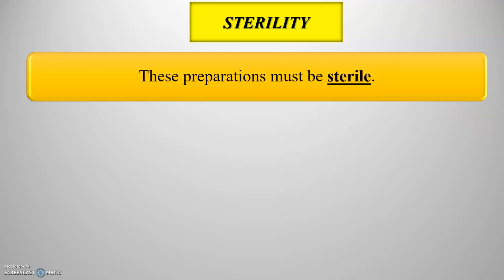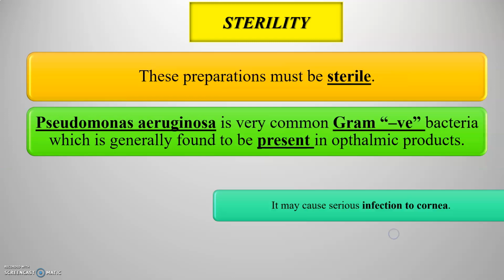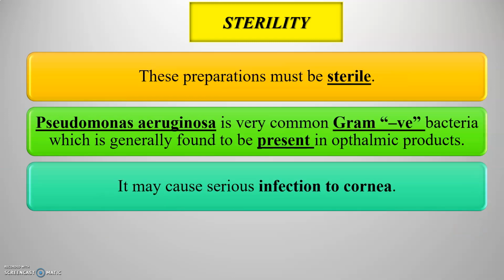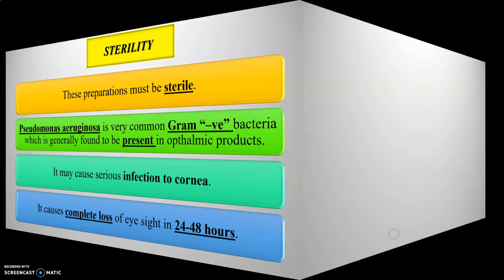The ophthalmic preparations must be sterile. Pseudomonas aeruginosa, a very common gram-negative bacteria, is generally found to be present in ophthalmic products. It may cause serious infection to the cornea. It causes complete loss of eyesight in 24 to 48 hours.